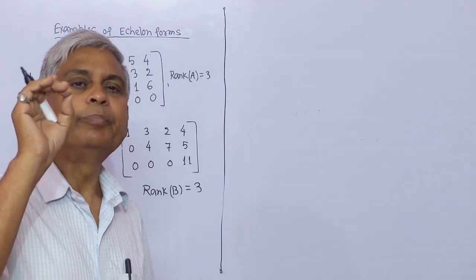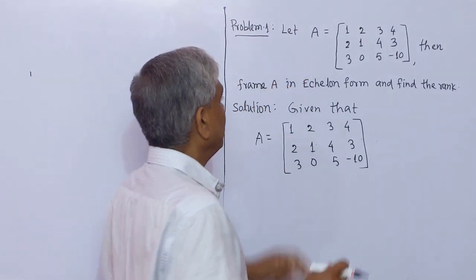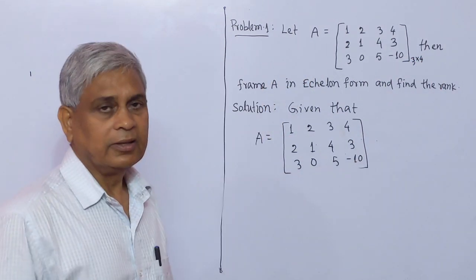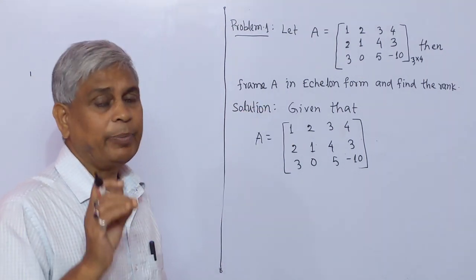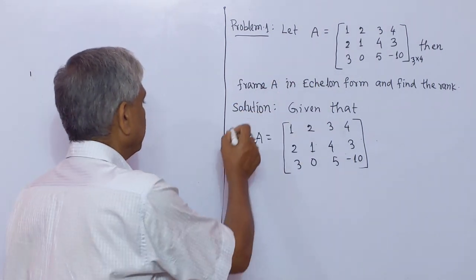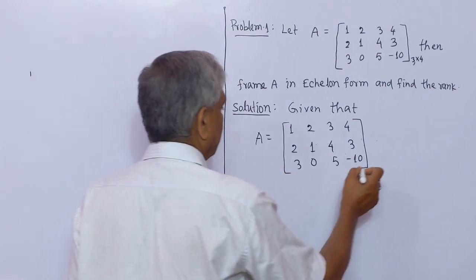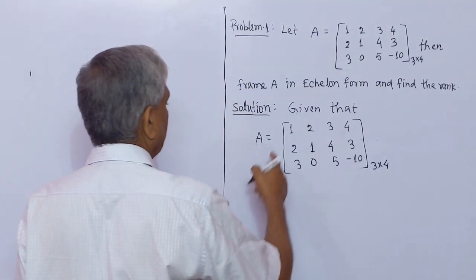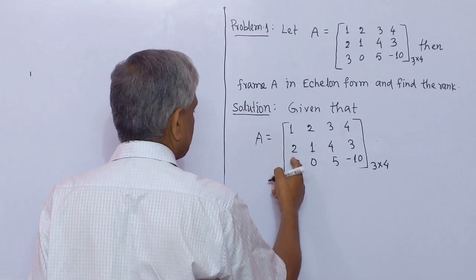Now we solve some problems. Problem is, let A be a 3 by 4 size matrix. Then frame A in echelon form and find the rank of A. Now we solve this. Given that A is a 3 by 4 size matrix, firstly we make zeros at these places.